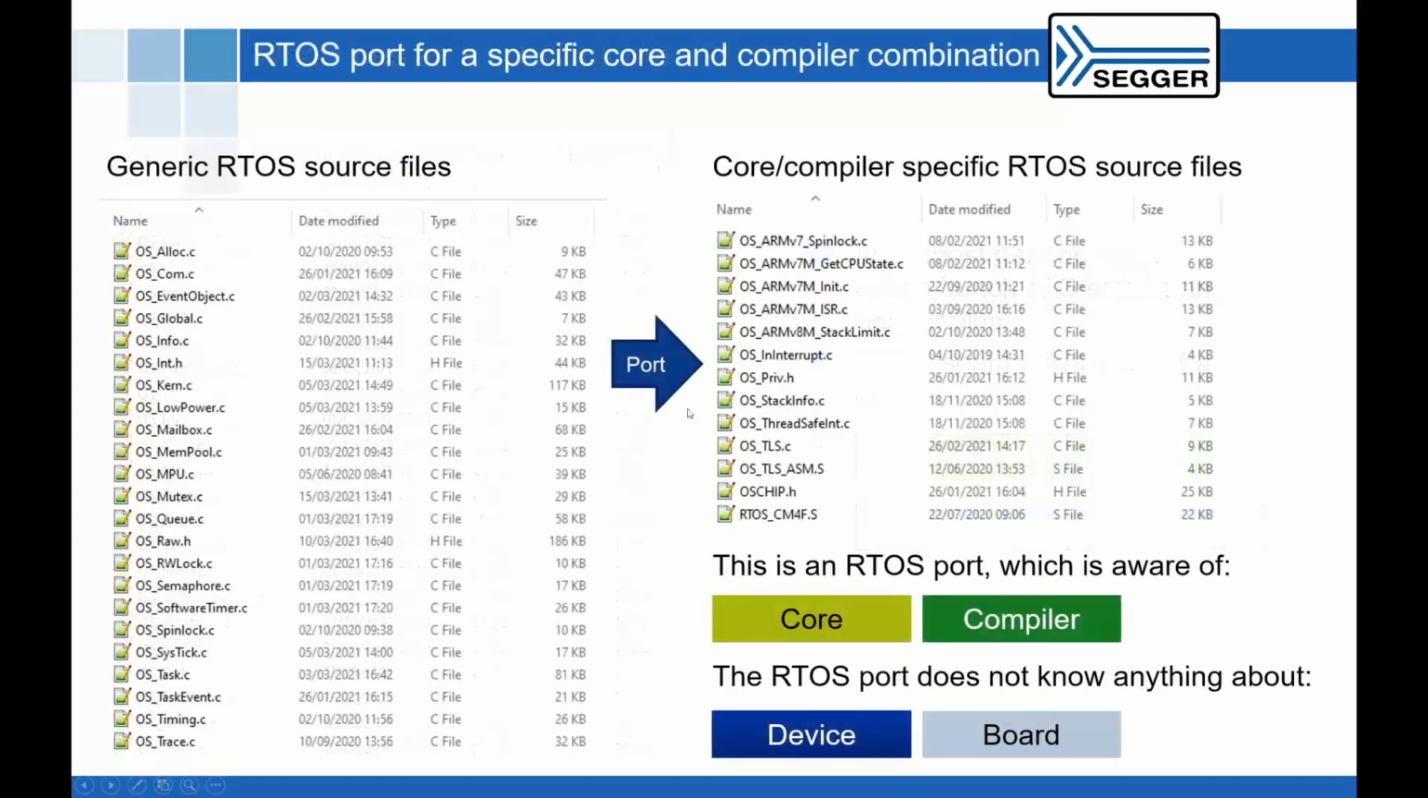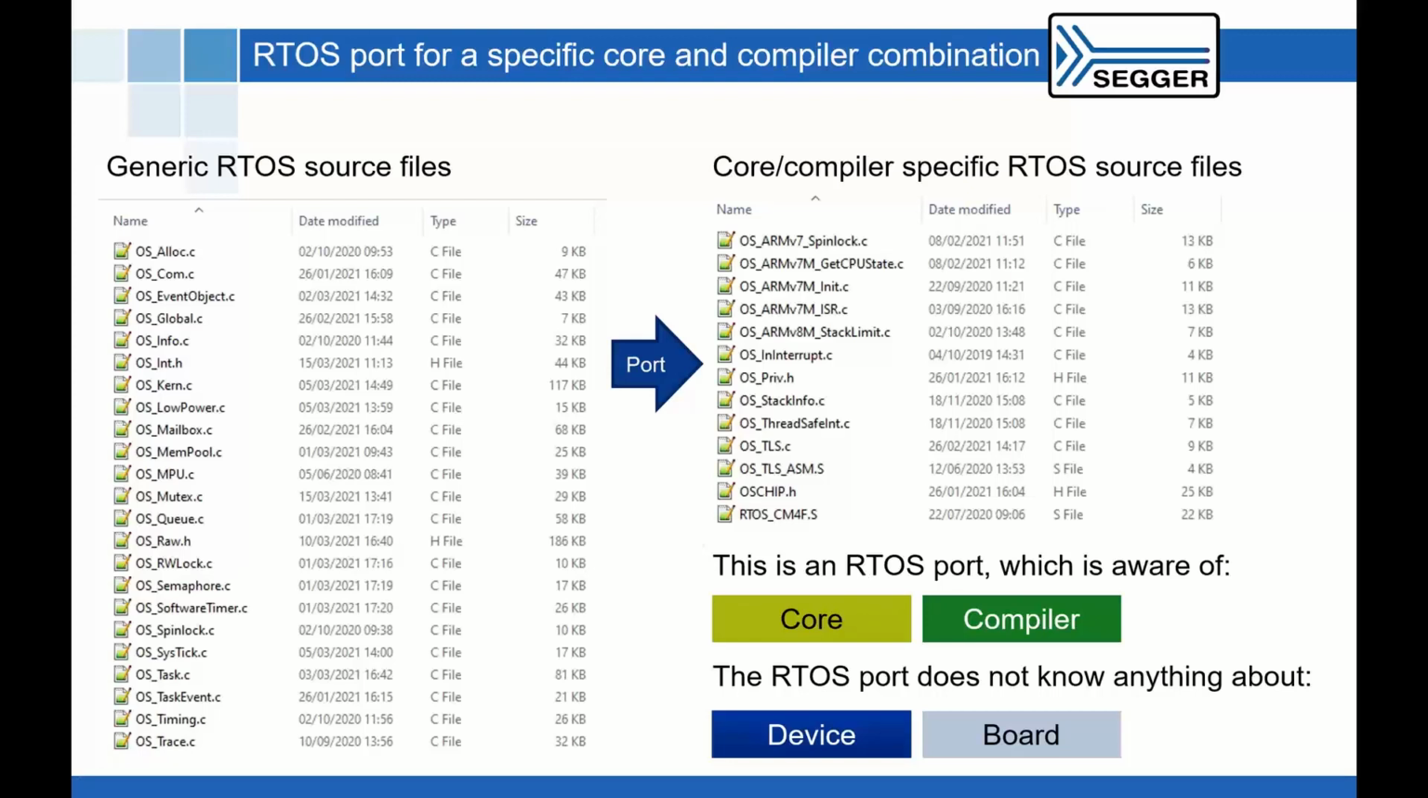And the first step of narrowing that down is usually to look for a port of any given RTOS that basically makes the RTOS source files aware of the core that they're going to be running on and the compiler that's going to be used to compile the code. So from the generic source files, you get a port that is aware of the core and the compiler. So you get those 2 components down.